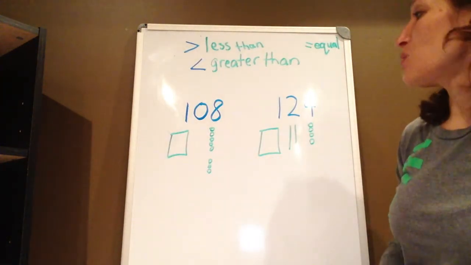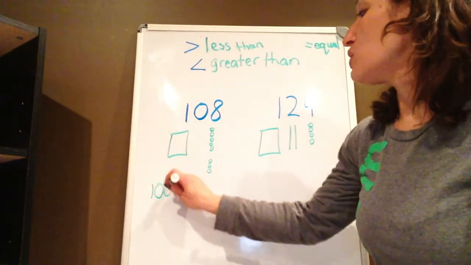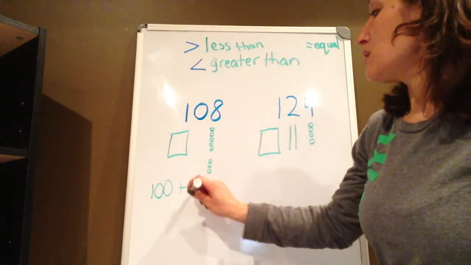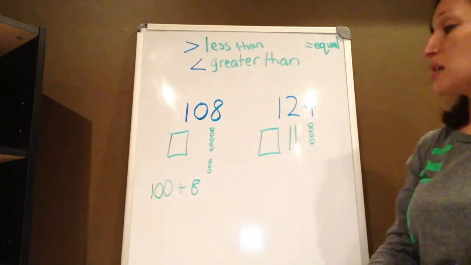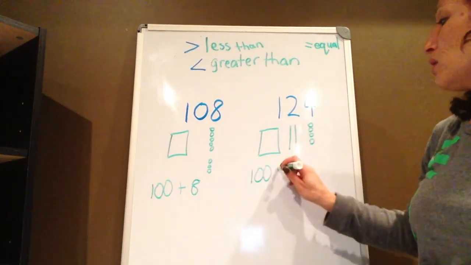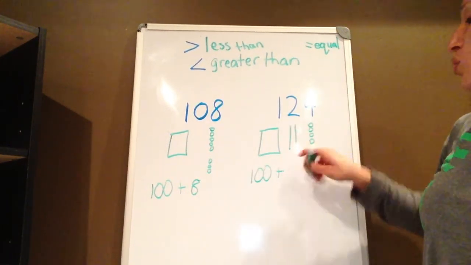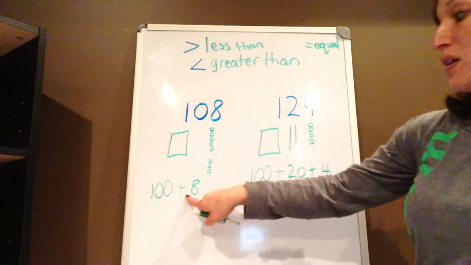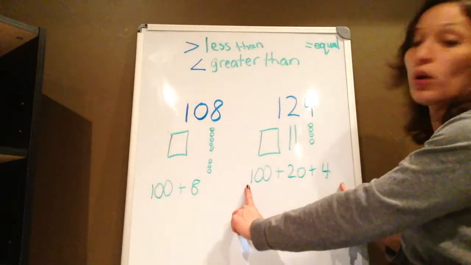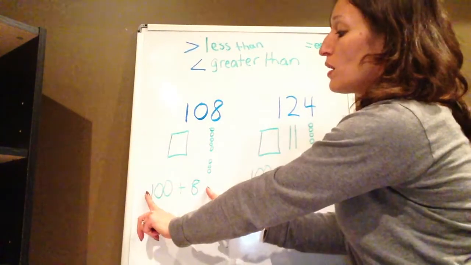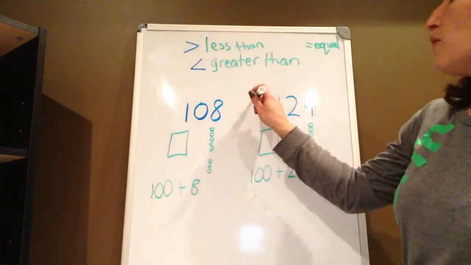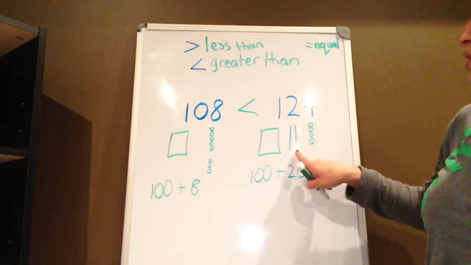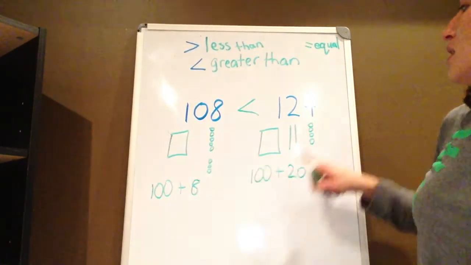We could also show this in expanded form. We could write that this number is 100 plus 0 tens, so we won't write anything for tens, plus 8. 100 plus 8 is 108. This number is 100 plus 2 tens, 10, 20, plus 4 ones. You can even see that the equation chain is longer in the expanded form on the number that is greater than it is on the number that is less. We know that 124 is greater than 108 because it has more tens, this one doesn't have any, than this number.